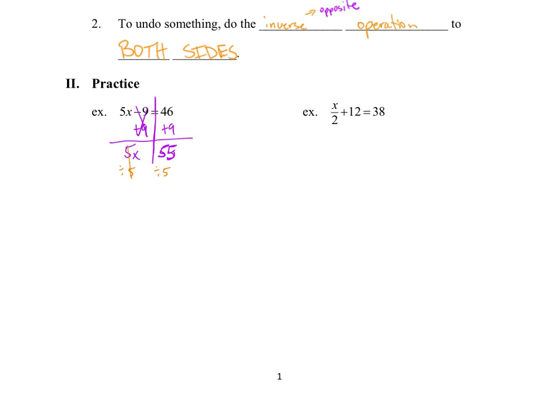So the 5s on this side cancel, and I'm left with what on the... 11. On the left side, I'm left with what? X. The only thing that's left over is x equals 55 divided by 5 is 11.